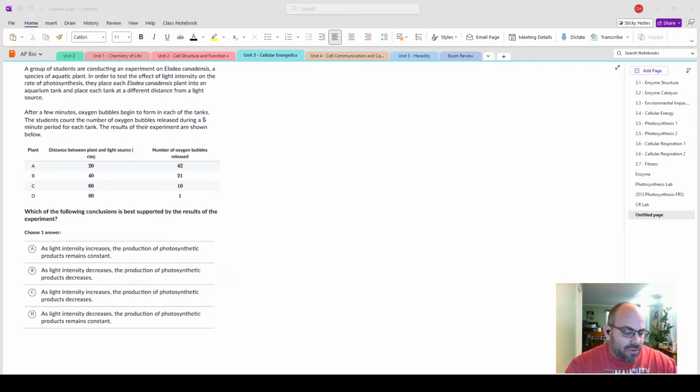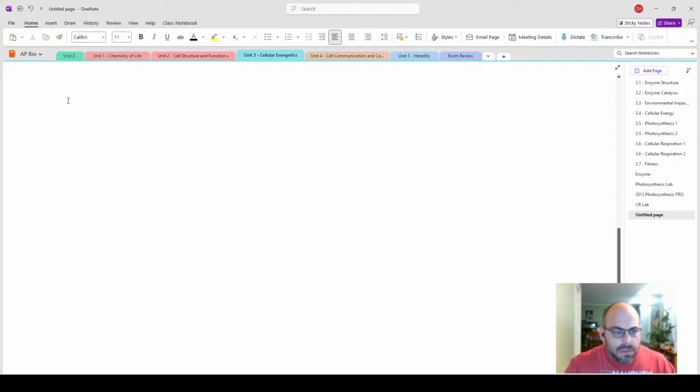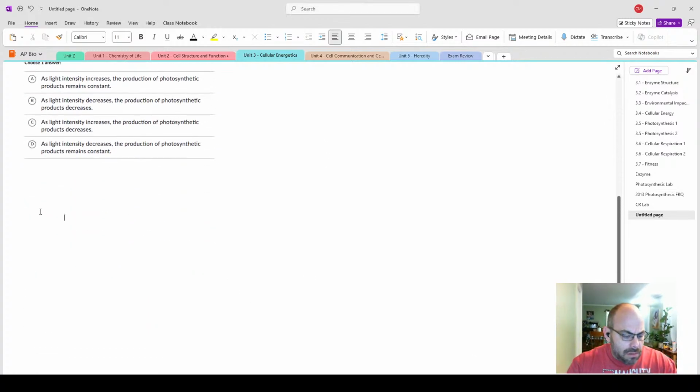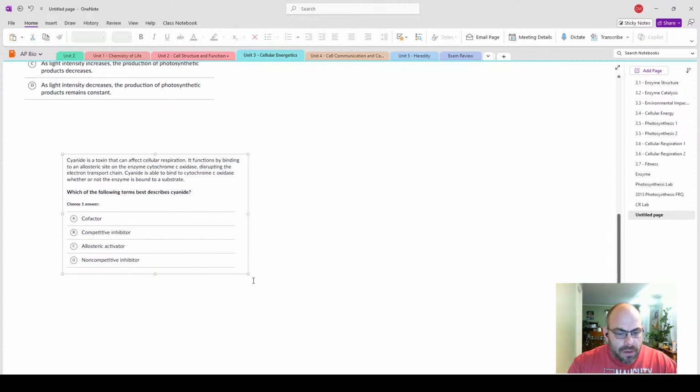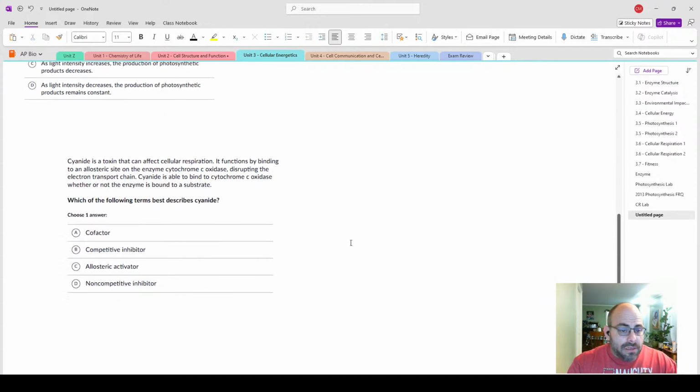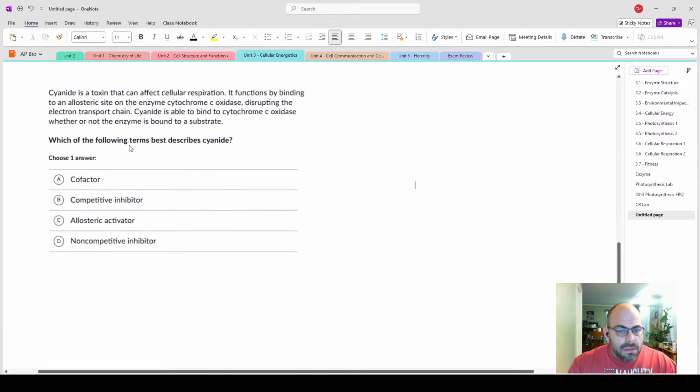All right, so I'll do one more question here. I think this is an enzyme question, so it's perfect. Okay, so here we go. And this is interesting because it's an enzyme question, but it's about cytochrome C, which is cellular respiration. So it's kind of like mushing them all together, which is good.